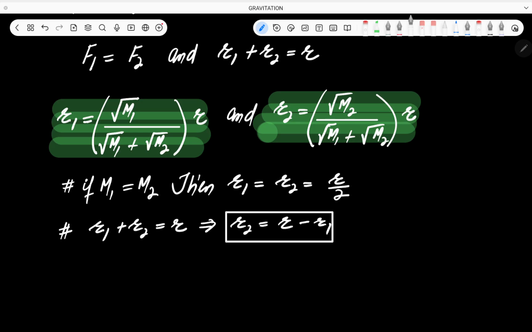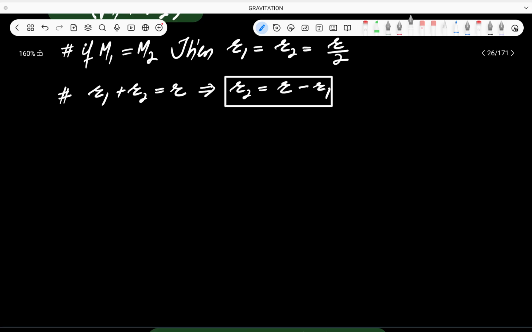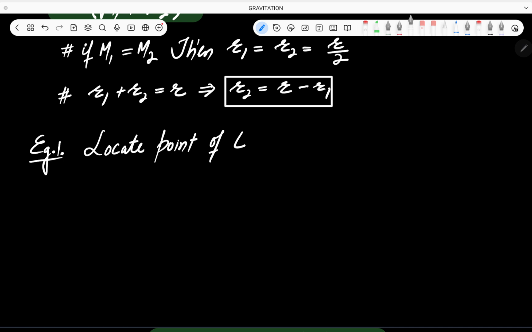Let's do a couple of questions on this so that this concept becomes absolutely clear to you. Let's try example number 1. The question is simply: locate the point of equilibrium. That means we are supposed to calculate the distance of the point of equilibrium from m1 and m2.